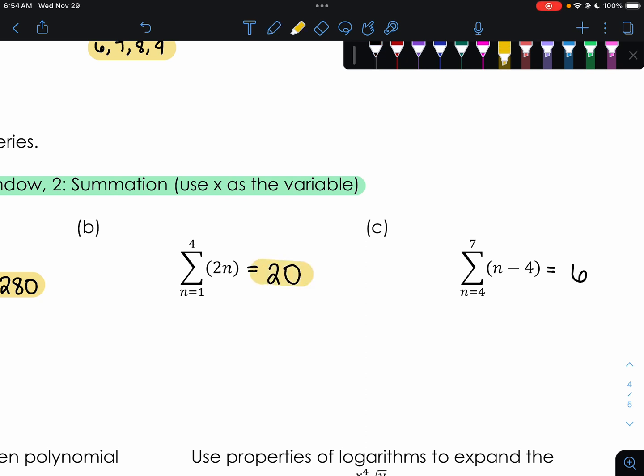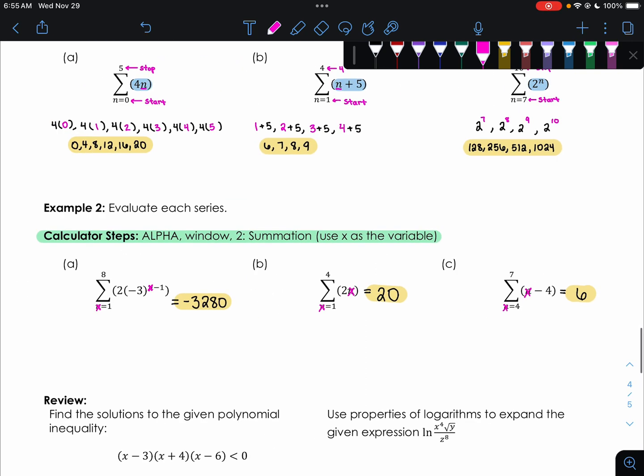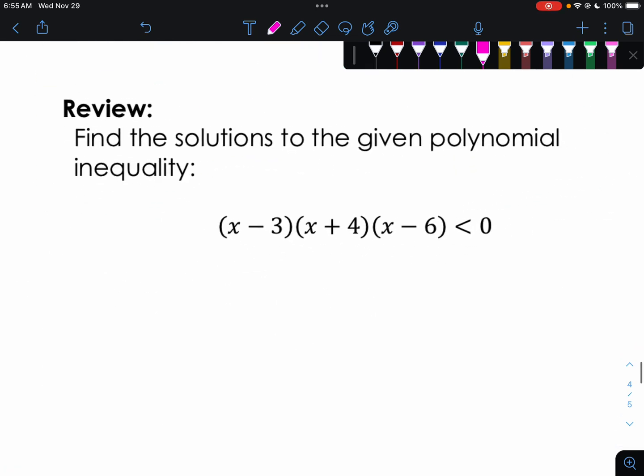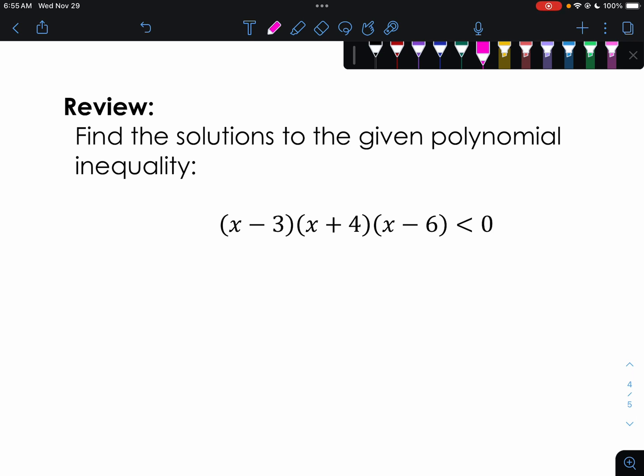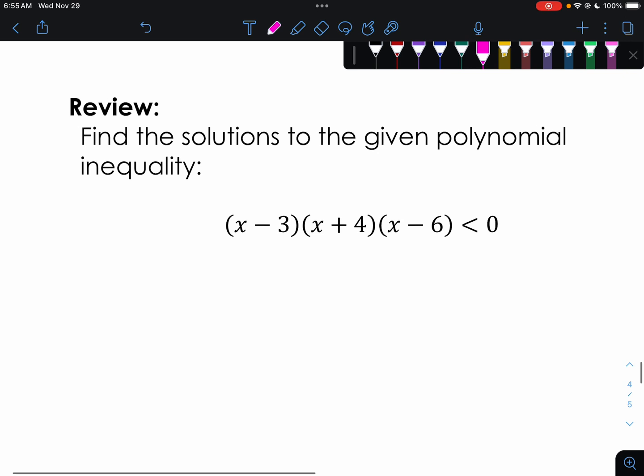And again, just a reminder that we end up changing our variables to the letter X. It just makes it easier on us. Okay? So now, this next one is a review question. So we want to find the solutions to the given polynomial inequality. So first thing we need to do is we need to take each one of these factors, x minus 3, x plus 4, and x minus 6, and set it equal to 0.